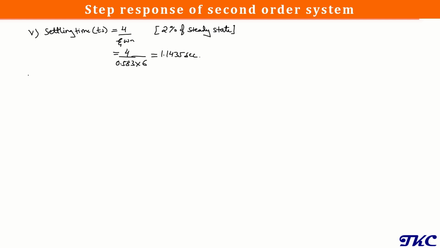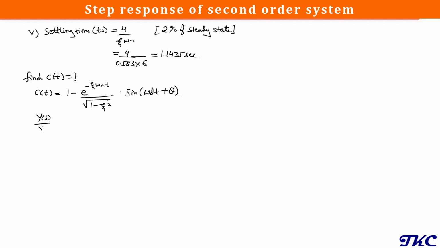The last thing that we have to determine here is C of t, that is the output expression. We know that the formula for C of t is 1 minus e raised to minus zeta omega n t divided by under root of 1 minus zeta square into sine of omega d t plus theta. The transfer function that we are having for the system is y of s upon x of s, and that is equal to 10 divided by 36 divided by s square plus 7s plus 36. So this is the transfer function of the system in standard form.